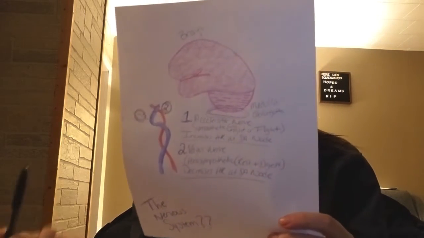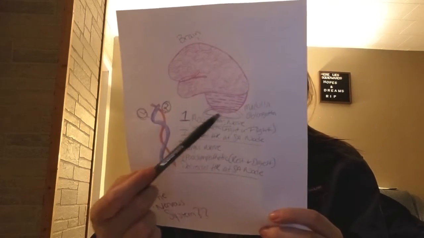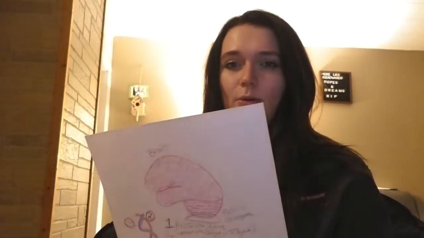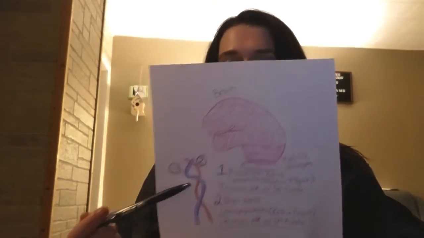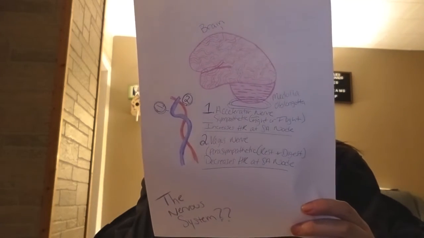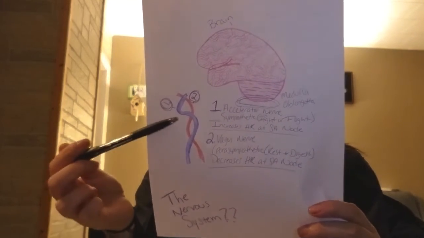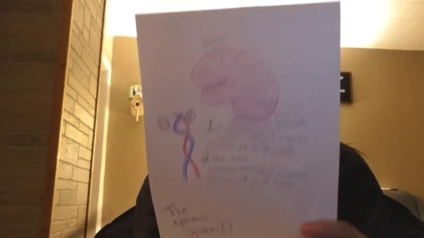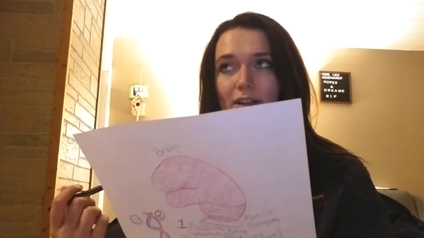So next, we're going to talk about the nervous system a little bit. I'm just going to talk about how the nervous system plays a part in your heart and what it kind of does there. So obviously we have the brain. That's important. And what matters here is the medulla oblongata and two nerves that I'm going to talk about today. So the two nerves that I want to talk about are the accelerator nerve and the vagus nerve. So those control your sympathetic and your parasympathetic systems. So that's going to be your fight or flight and your rest and digest.